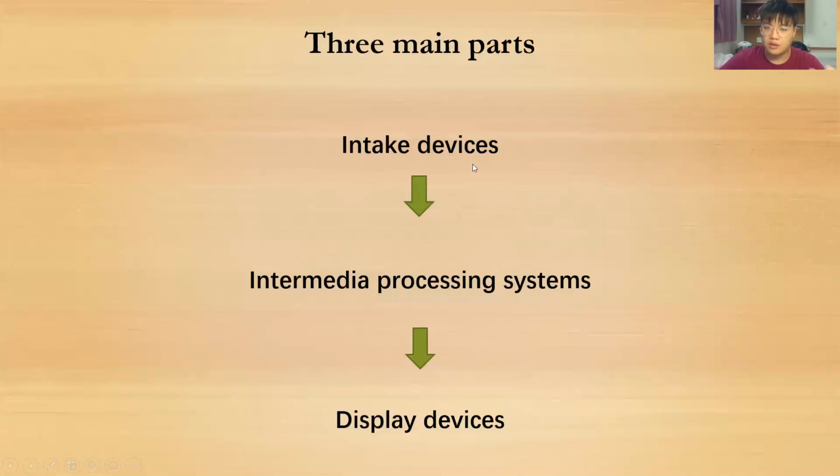The intake devices are composed of multiple microphones and cameras. They are evenly distributed around the targets so that 360 degree sights can be formed and the stereo sounds can be recorded. The intermediate system is composed of local processing units and an internet server. It connects the intake devices and the display devices to manage the information flow.